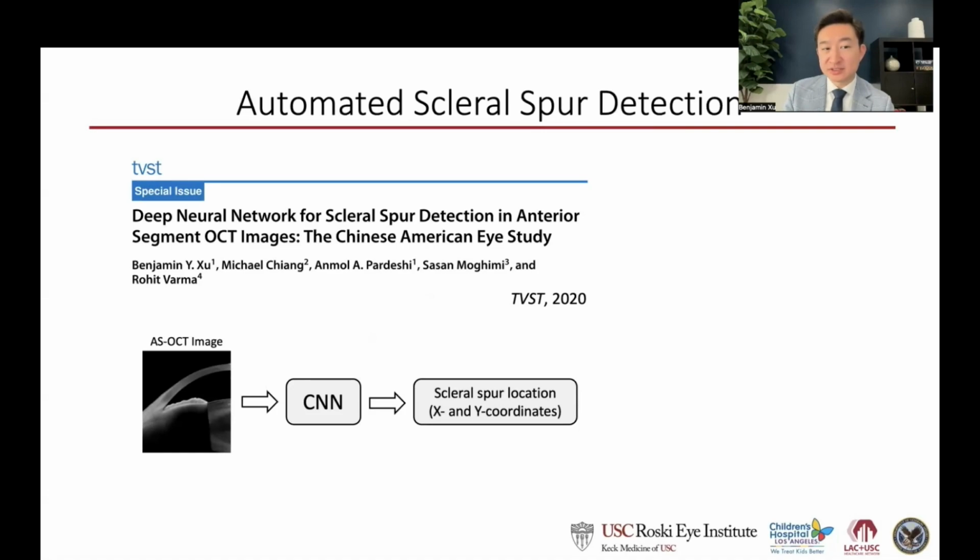In 2020, our lab described a method in which we developed a deep learning algorithm to detect the scleral spur, which is a key anatomical landmark to identify in the biometric analysis of ASOCT images. We used data from the Chinese American Eye study, and we trained a convolutional network to predict the scleral spur location based on its X and Y coordinates.